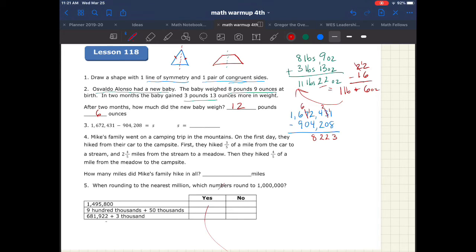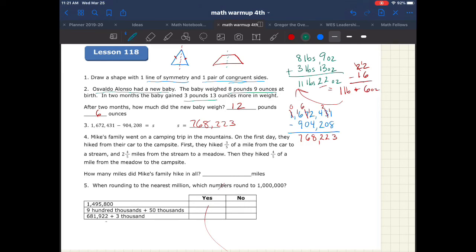12 minus 4 is 8. 6 minus 0 is 6. I have to regroup again. Looks like this is 7. So 768,223.